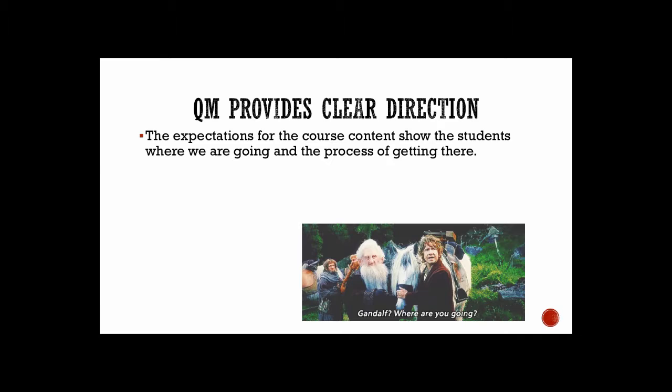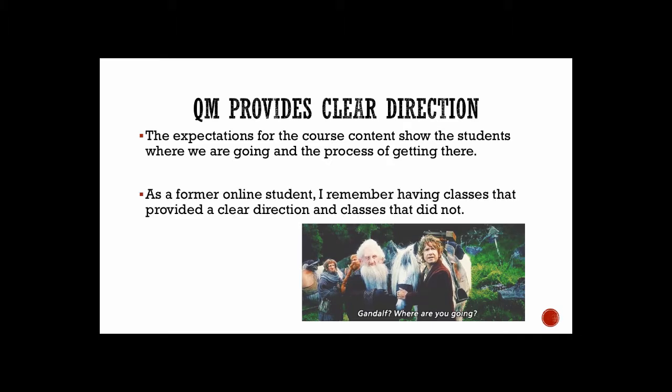And again, it made me pull back and say, okay, in my traditional classroom, the ones I haven't gone through this for, what does that look like? How can I make those changes to show my students this is where we're going and how we get there? And I guess the big thing for me, as a former online student, I remember having classes that provided clear direction and those that did not. And it's putting myself back in my student seat and saying, yeah, it was a lot easier for me when I knew where we were going and how we were going to get there. And I need to keep that in the forefront of my mind.